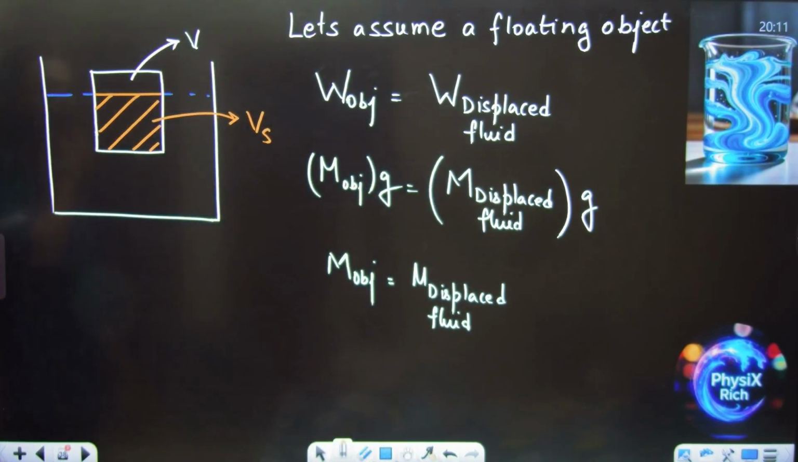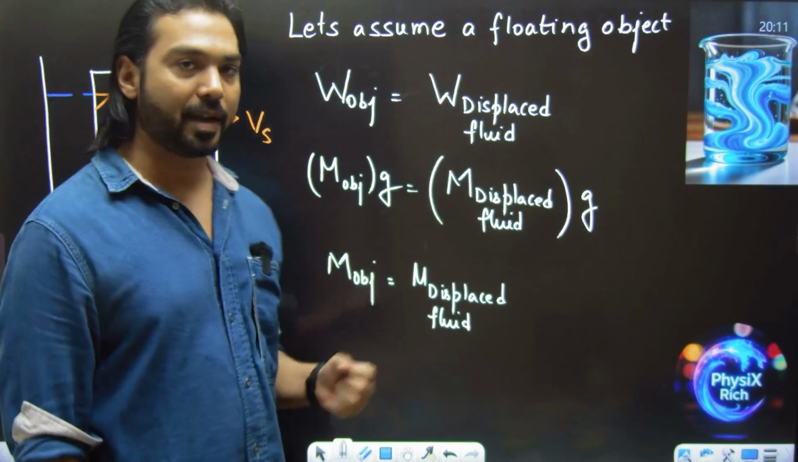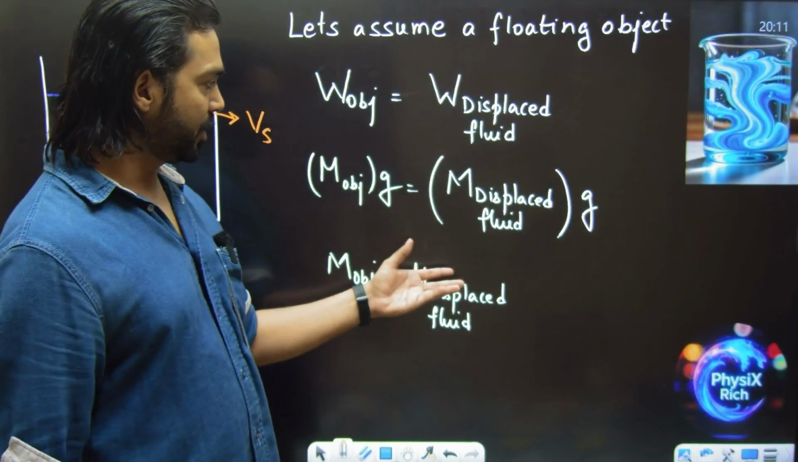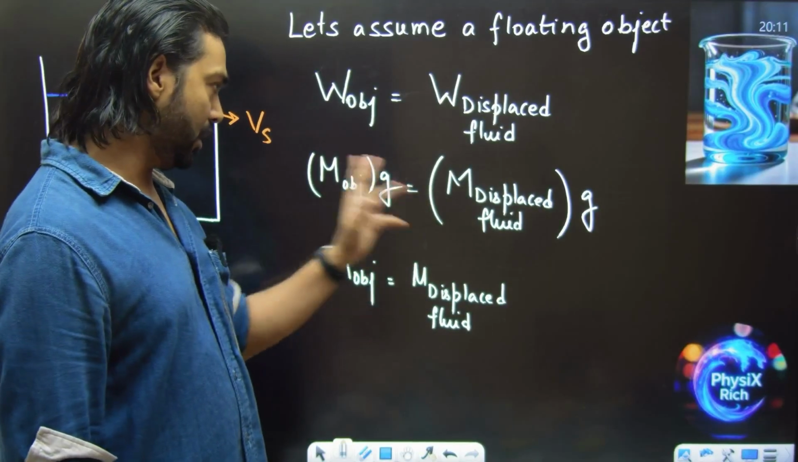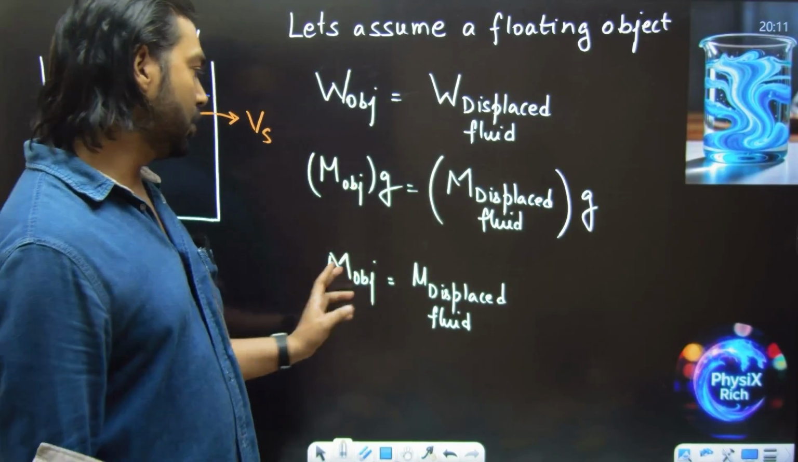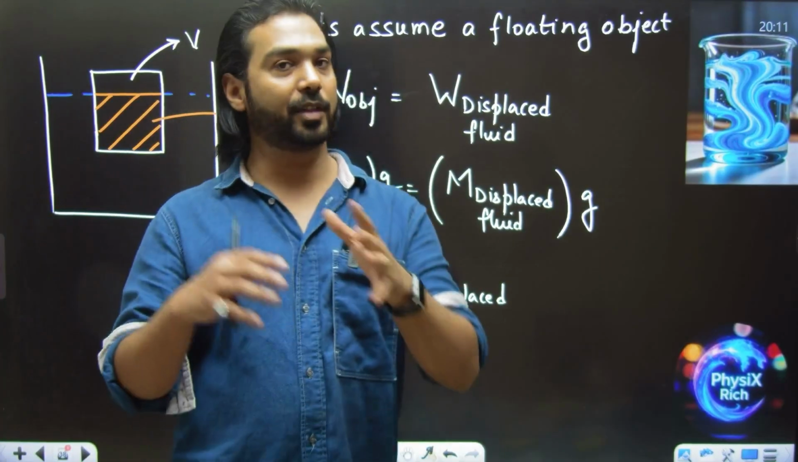So the weight of the object is equal to the weight of the displaced fluid. What can you write about the weight of the object? Mass of the object times gravity g. Mass of the displaced fluid times g is the weight of the displaced fluid. And if we equate them, the g cancels. So their masses should be equal: the mass of the object and the mass of the displaced fluid.